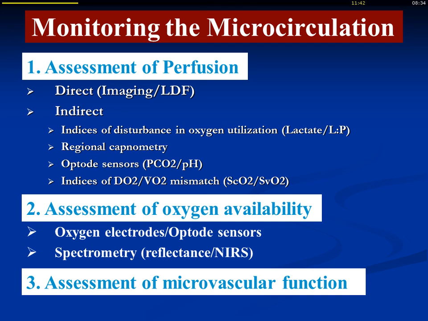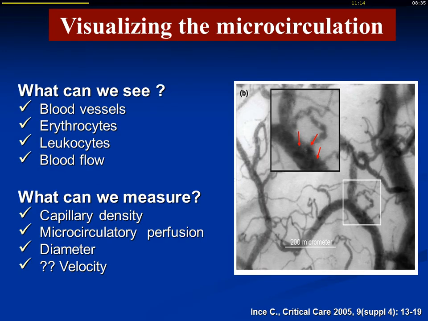Assessment of oxygen availability will be discussed in detail in the next lecture, so I'm not going to elaborate too much on this. But you can look at the oxygen availability using some electrodes, optode sensors, using some optical properties, using some spectrometry. And at the end, you can look at the microvascular function using occlusion plethysmography or look at the occlusion reperfusion characteristics using certain devices, and I'm sure also that the next lecture is going to talk much about this.